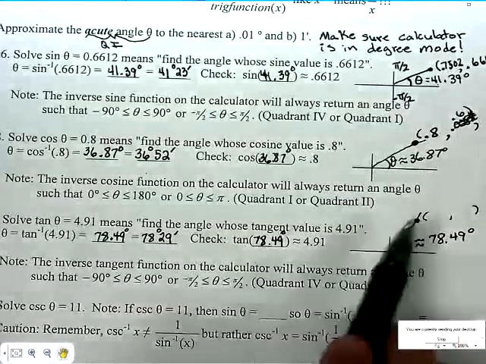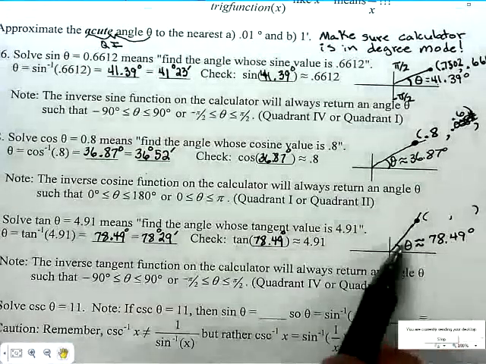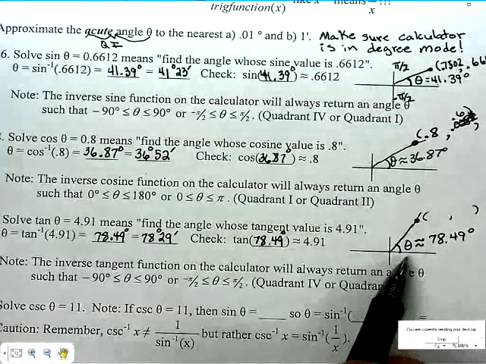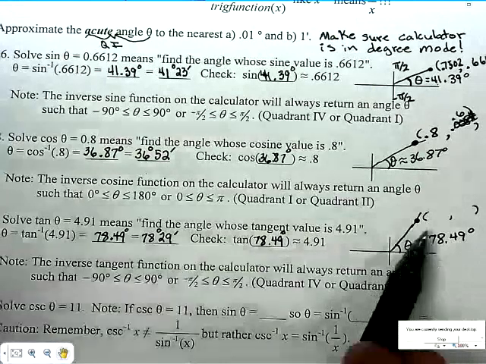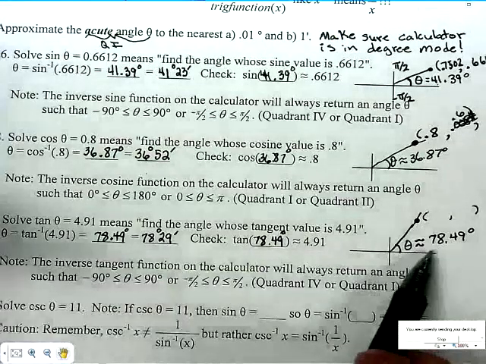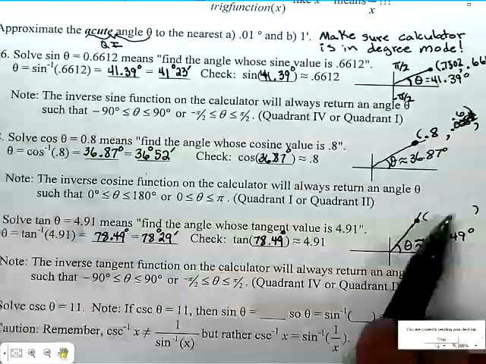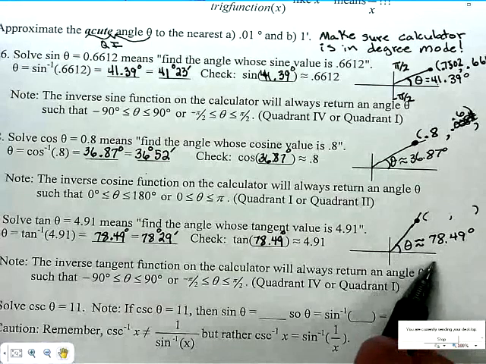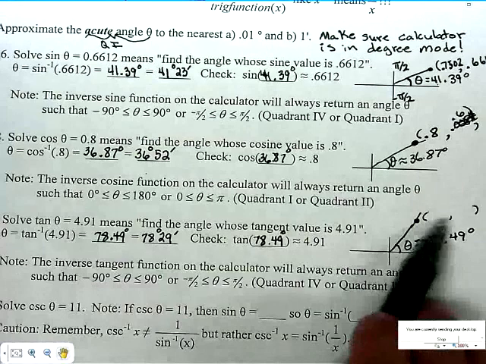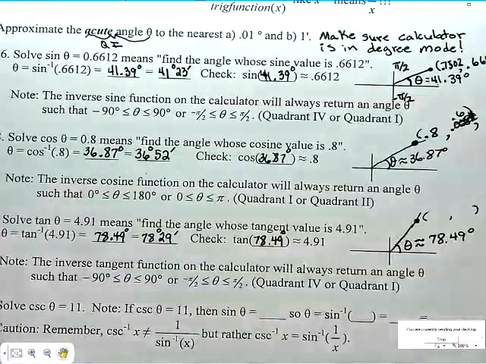If I want to find the ordered pair that corresponds to this angle on the unit circle, what am I going to have to do? To find the x-coordinate, take the cosine of 78.49, and to find the y-coordinate, take the sine of 78.49. But we had to use inverse tangent to find that angle before we could find this ordered pair. Give that to me with 4 decimal places.